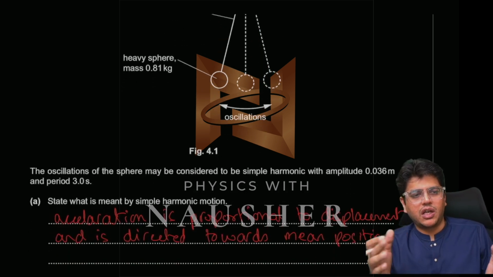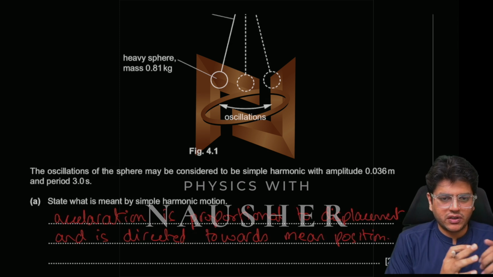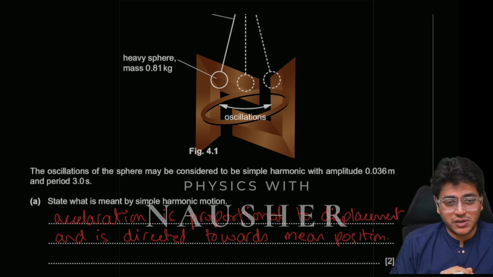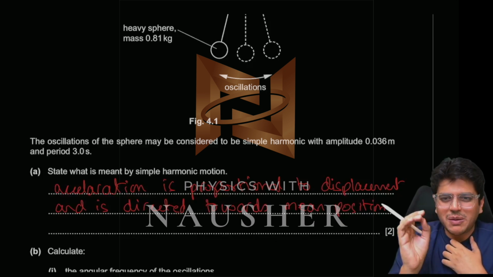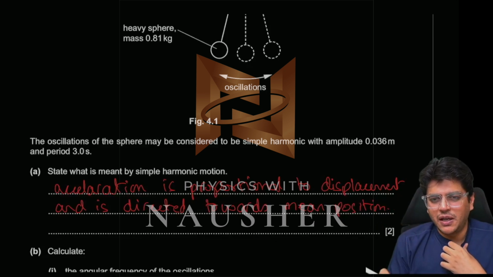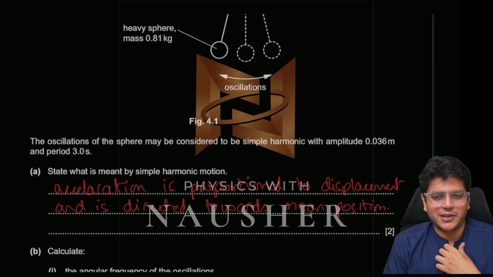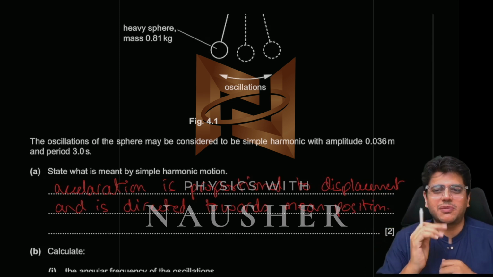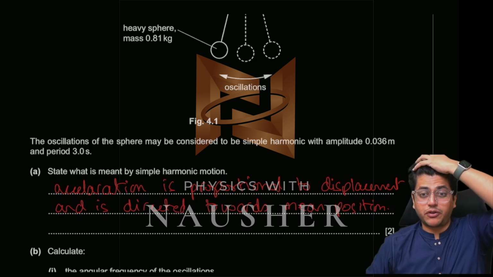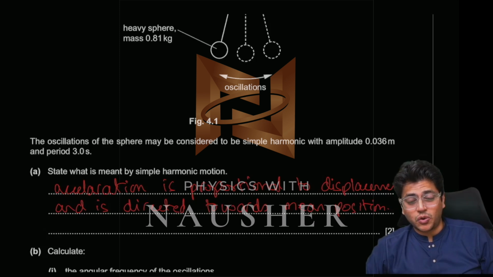SHM definition: acceleration is proportional to displacement and is always directed towards the mean position. You can remove the word always, but the definition is here. And remember that the definitions are free marks. If you're losing marks in definitions, you're going to seriously jeopardize your grade. So just remember that definitions have to be memorized. And there is no question that you go wrong.